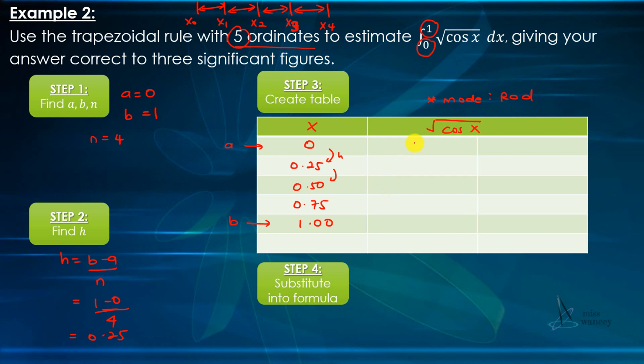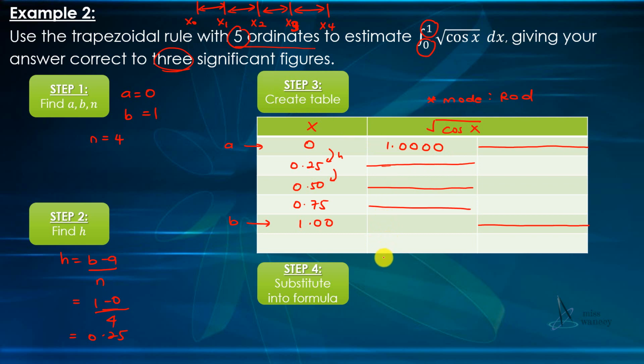And again, like I told you, this is the first column. For the first column, we only accept the first and the last. For the other column, everything except the first and the last. So you might want to delete this row so that we don't write anything here, as well as this one and this one. Okay, so now when we substitute 0, we are going to get cos of 0. Don't forget the mode is radian. So this is 1.0000. The question asks for 3 significant figures, so that is why I'm having 4 decimal places here.